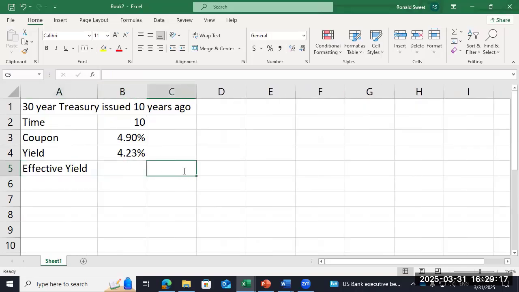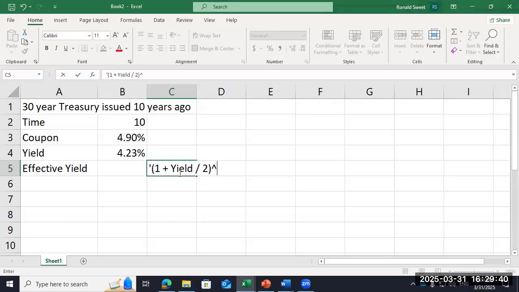What we do with the effective yield is we want to just say it pays every 6 months, but since it pays us in 6 months, we can take that 6 months and reinvest it. So essentially, we're going to assume that we can take that coupon, that 4.9, and reinvest it at 4.9. So we're going to take 1 plus the yield divided by 2, raised to the second, minus 1. That's how the effective yield works, because it pays twice a year.